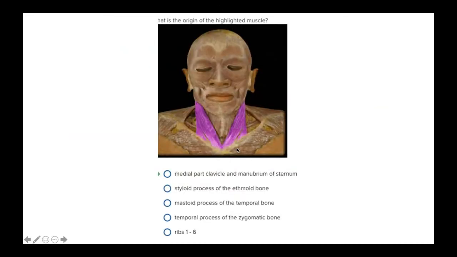What is the origin of the highlighted muscle? So the origin will be the medial aspect of the clavicle, the manubrium, and the sternum. The rest of them just don't make sense when we talk about origins because the origin is here, the insertion is here. Remember, origins typically stay stationary and insertions are the part that move. So if the origin is here and the insertion is here, when the origin stays still and the insertion moves, it rotates the head.